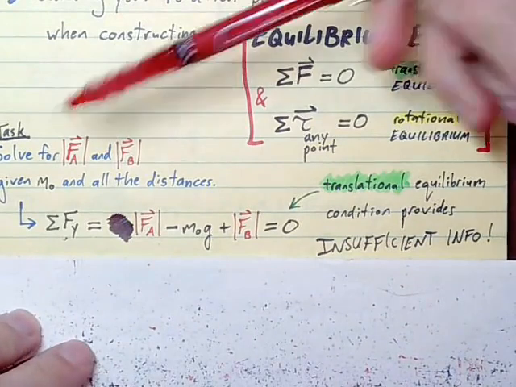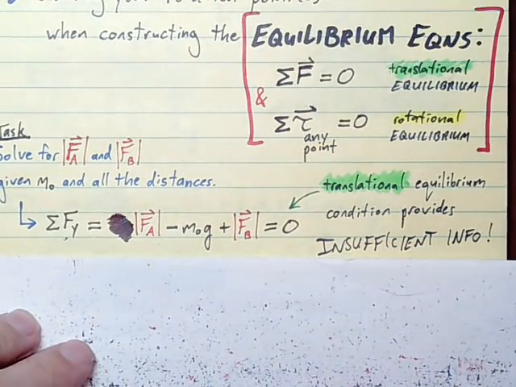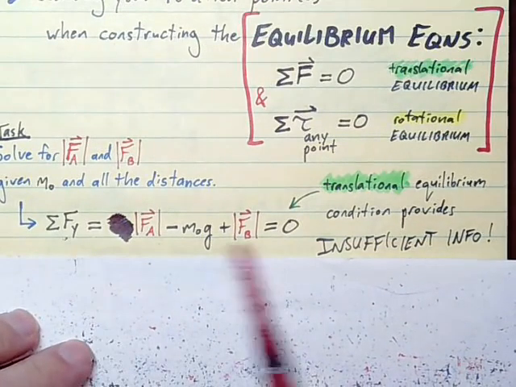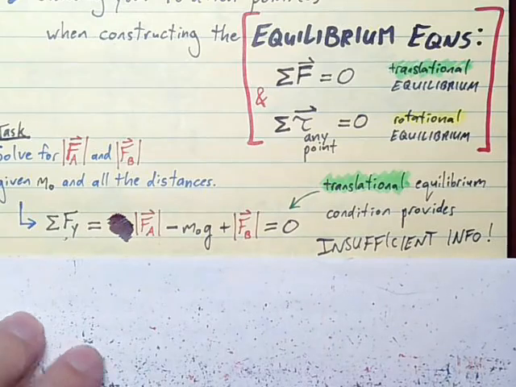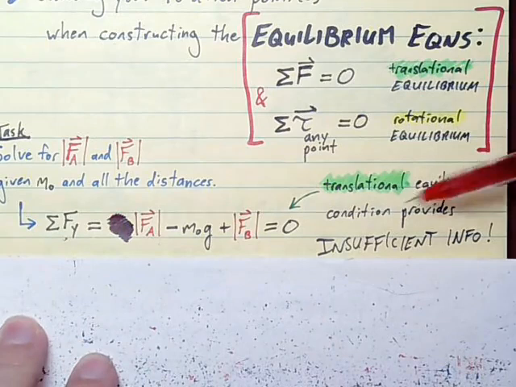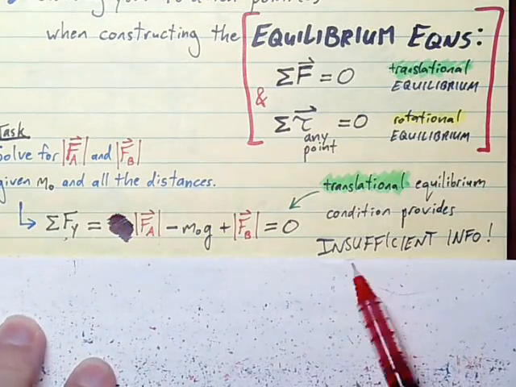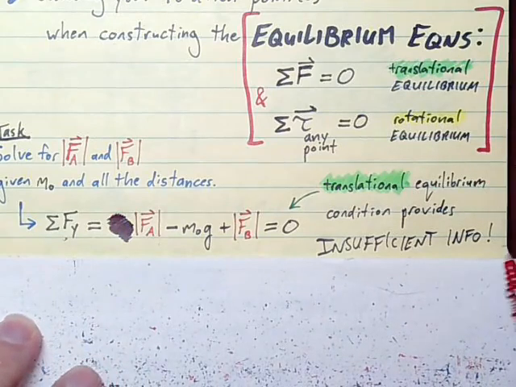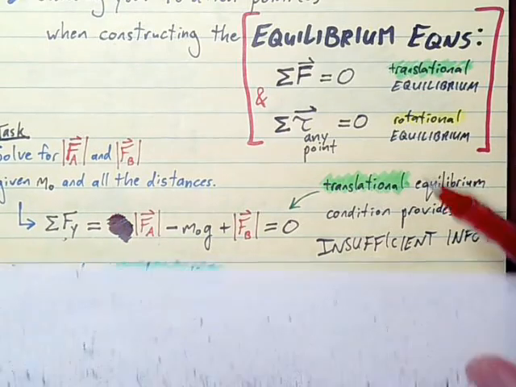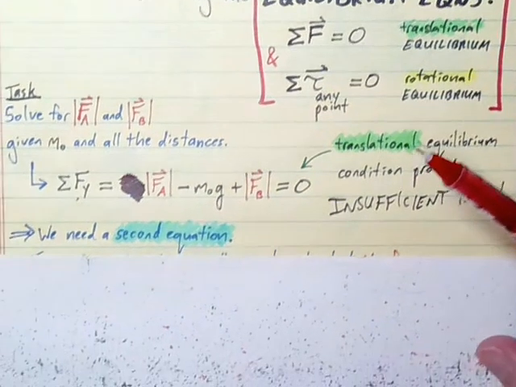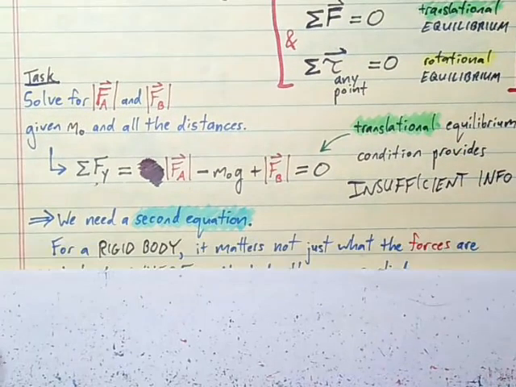If we want to know force A and force B, we need another equation. There are two unknowns here. Only one equation, two unknowns. This translational equilibrium condition provides insufficient information to enable us to solve for those two forces. This one equation isn't enough. We need a second equation since we have two unknowns.